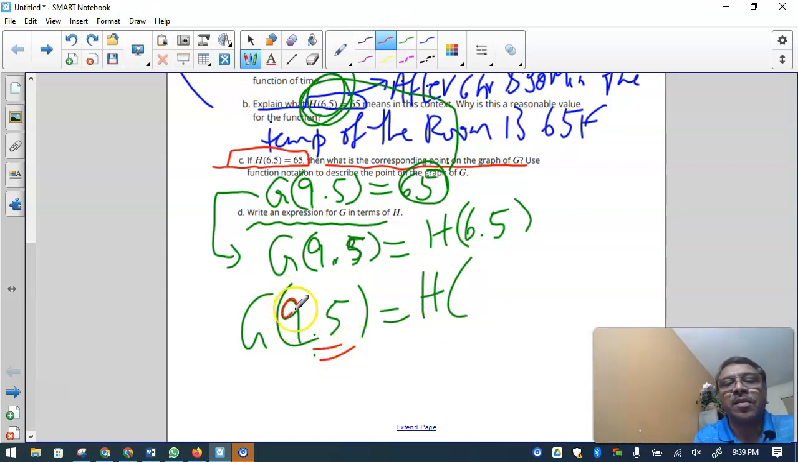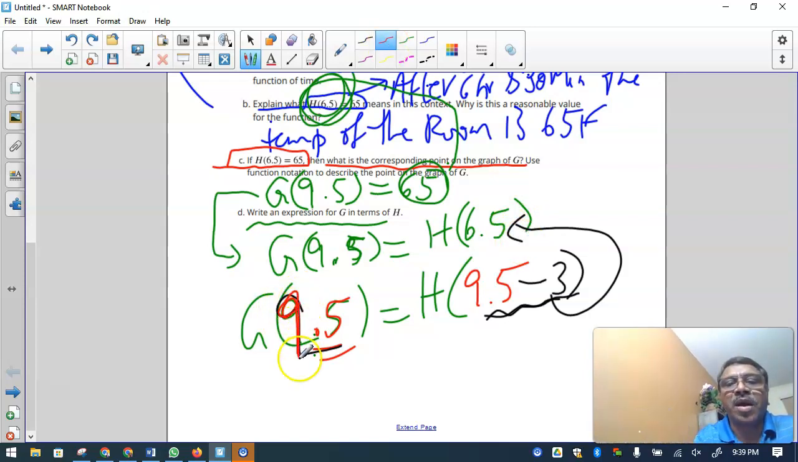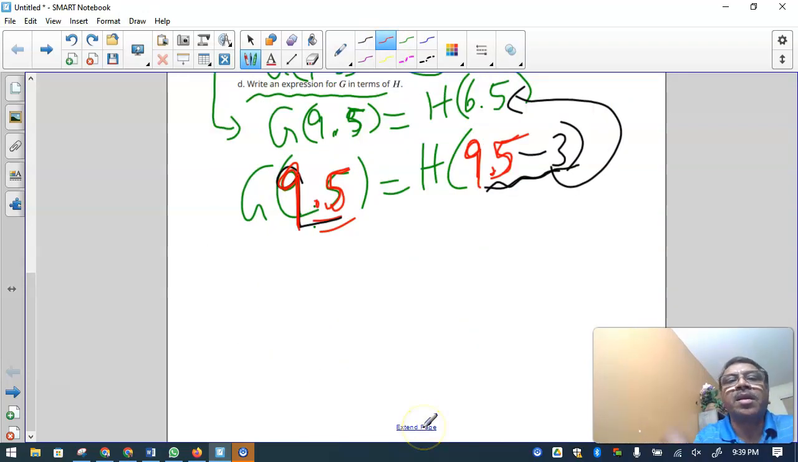And this 6.5 we can write as 9.5 subtract 3, because 9.5 minus 3 is 6.5. So we can always write that. The goal is to see that this red 9.5 is repeated here. So that means for any time, we can now write it down.